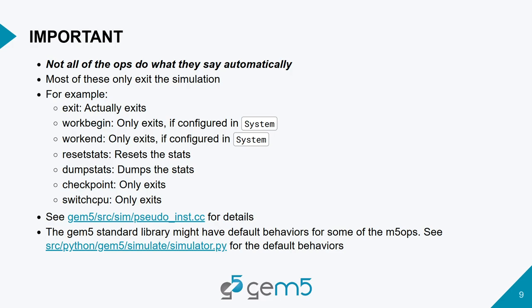We also note that when we use the gem5 standard library, there might be a default behavior for some of the M5 ops. And we can find those default behaviors under the src/python/gem5/simulate/simulator.py file.